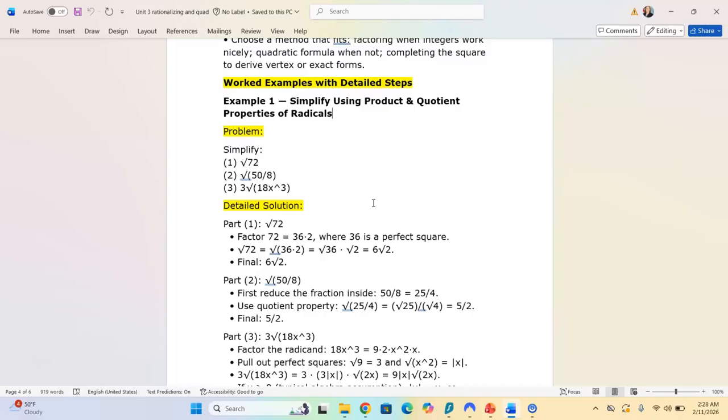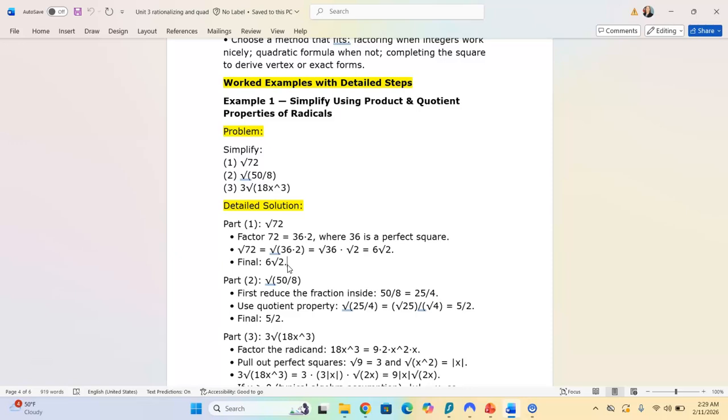You're going to factor 72 into 36 times 2, because 36 is a perfect square. Why is that a perfect square? Because 6 times 6 equals 36. So when you write that out, you'll put the square root sign over 36 times 2. And then if you remember our properties, you're going to put the square root of 36 first and then the square root of 2, right? So it's this times this. So it's the square root of 36 times the square root of 2, which equals 6 times the square root of 2. So your final answer is 6 times the square root of 2. That's as simple as you can get that.